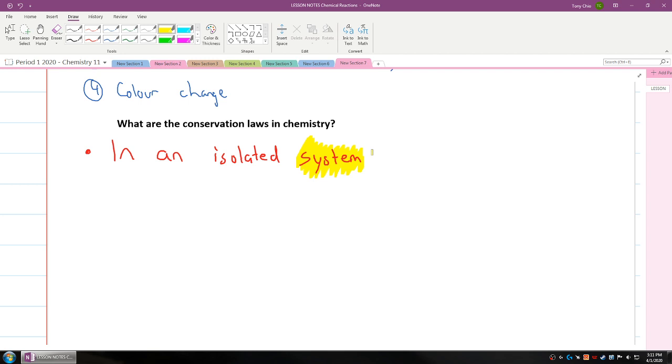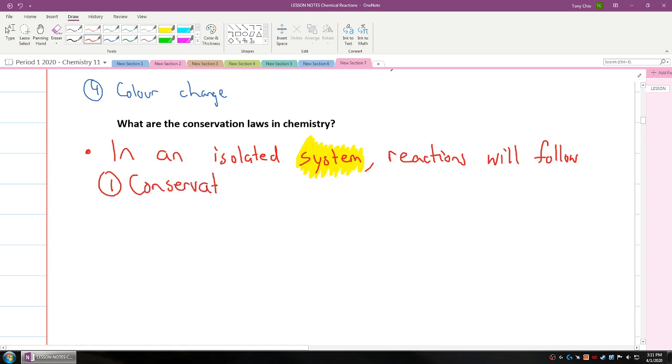In an isolated system, reactions will always follow... Okay. What will they follow? Well, the first one is, you might know this, conservation of mass. So conservation of mass means that mass will not change in the reaction.